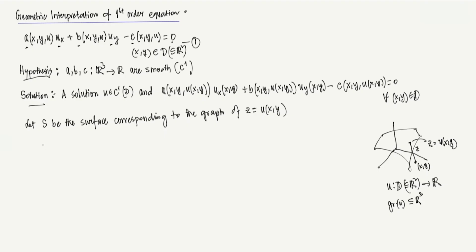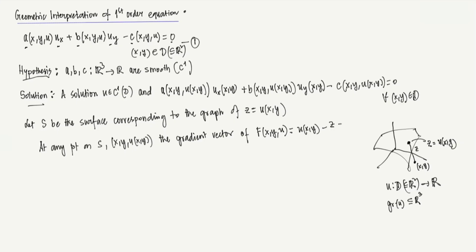So any point on S is given by (x, y, u(x, y)). Let's say this is the point. You can also write it as (x, y, z), but let us just stick with (x, y, u(x, y)). Now, if you look at the gradient vector at that point, the gradient vector of the capital F, which is given by F(x, y, z) equals u(x, y) minus z.